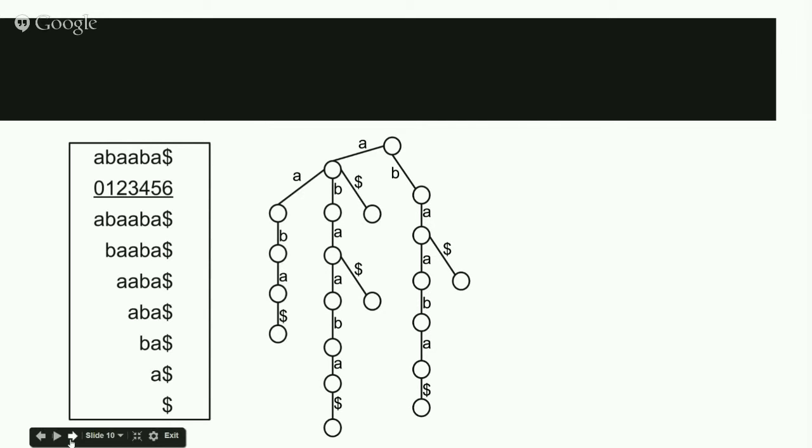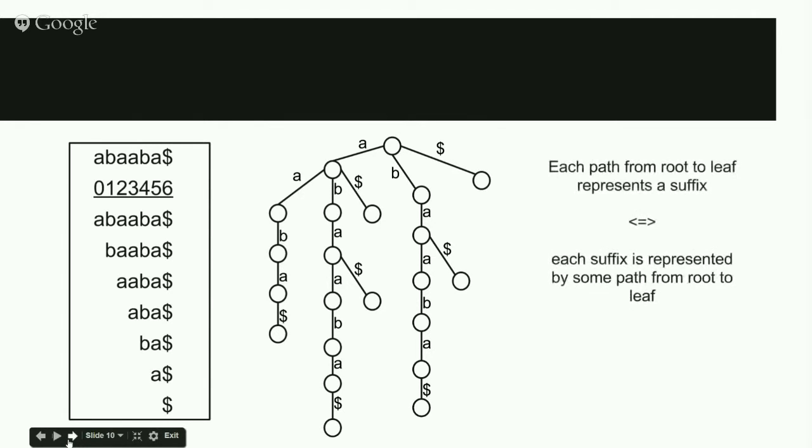Yeah, if you just click again. Yeah. So this is your complete trie. And if you click again, you'll notice that each path from the root to any leaf represents a suffix.